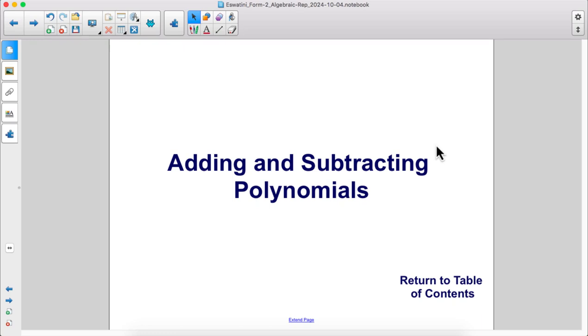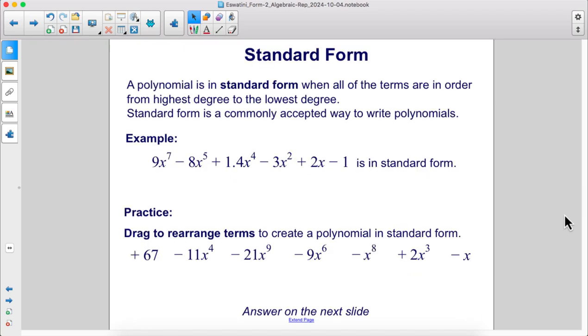Adding and subtracting polynomials. A polynomial is in standard form when all of the terms are in order from highest degree to the lowest degree. Standard form is a commonly accepted way to write polynomials. For example, this polynomial is in standard form because you can see the exponents decrease from the highest degree to the lowest degree. So here we're going to drag to rearrange the terms to create a polynomial in standard form.